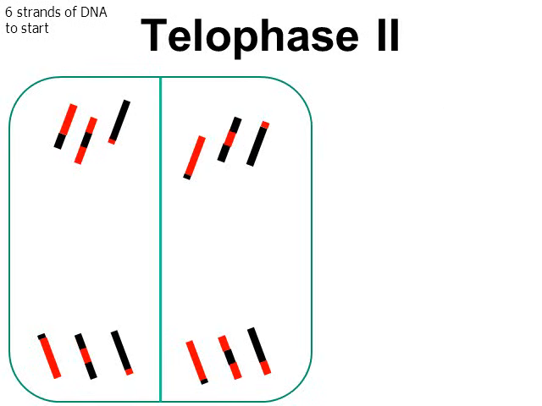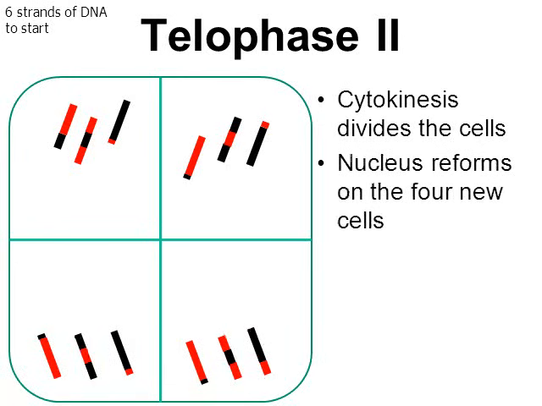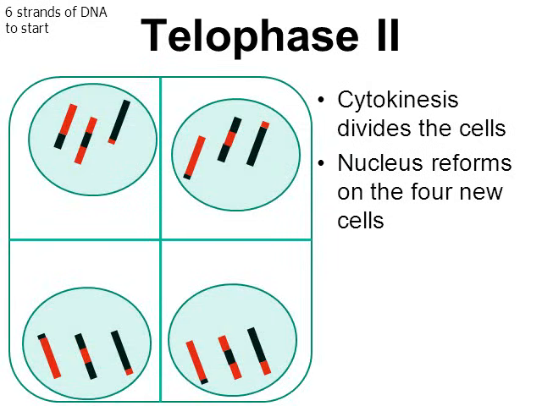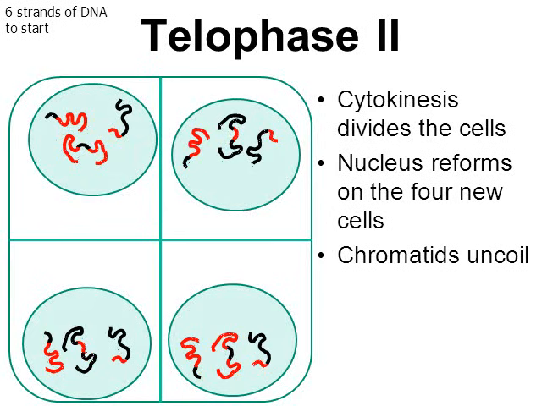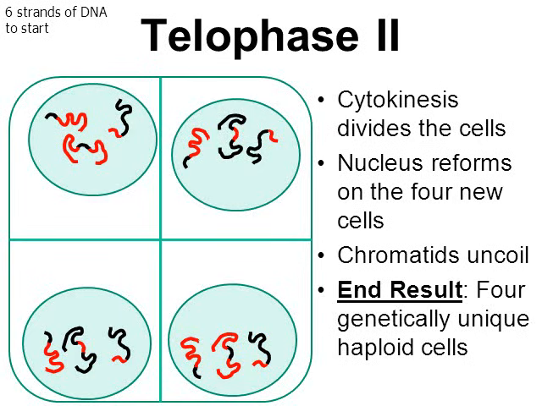And as we move on into telophase number 2, cytokinesis is going to divide those 2 cells, there you can see, dividing into 4 cells. The nucleus is going to reform on those 4 new cells. There you see the round nucleus has reformed. One thing I want to mention is that the chromatids are going to uncoil into their loose linear version of DNA called chromatin. So in my animation, the chromatids are uncoiling into chromatin. And the end result are 4 genetically unique haploid cells.